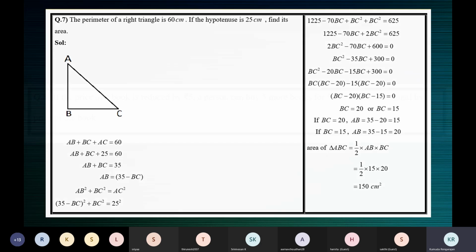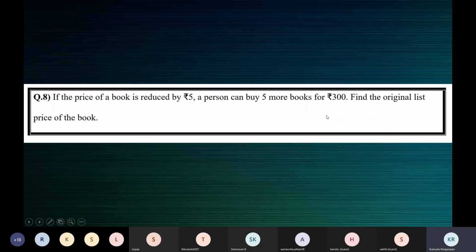All right. No, ma'am. Okay, children, fine. Try this. If the price of a book is reduced by ₹5, a person can buy 5 more books for ₹300. Find the original price of the book.